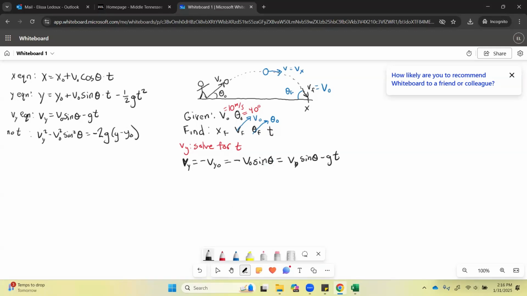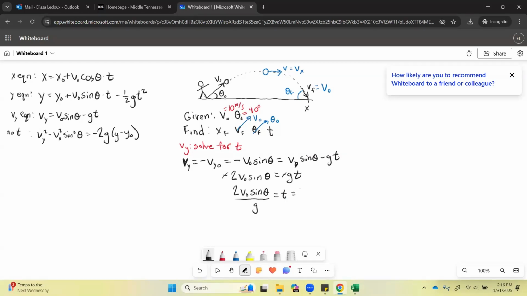So now we can go ahead and rearrange, and we have a V sine theta on one side and a negative V sine theta on the other side. We rearrange, we get negative 2 V initial sine theta equals negative g times t. We'll just get rid of the negative from each side. 2 V initial sine theta over g equals t.